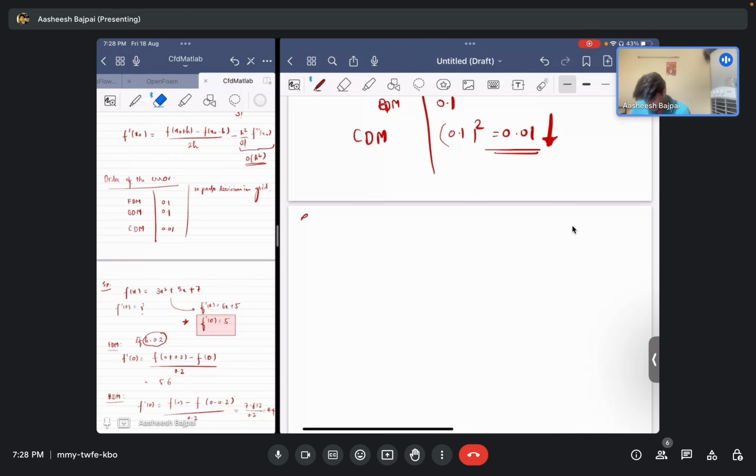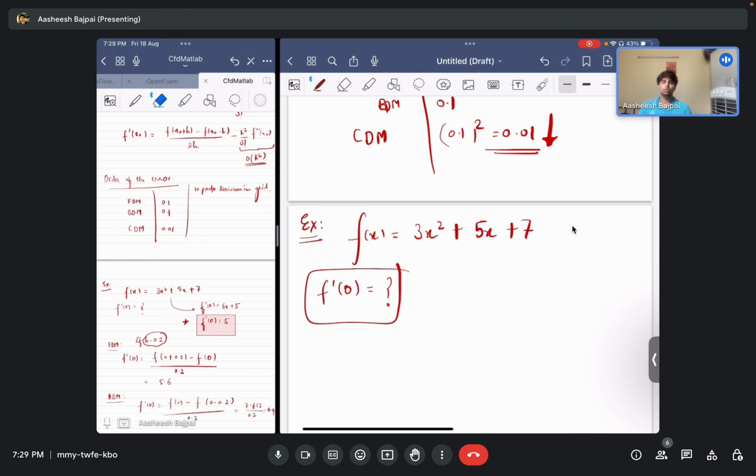Okay, let's take an example. We are going to do this with MATLAB also, the same example. So listen carefully. This is a polynomial function. Can we solve this by hand? Yes, we can solve it, and we want to know the value of the derivative at x equal to 0. What will be the value? So how will you do it? We need to find the accurate value of f'(x). So f'(x) will be 6x plus 5.